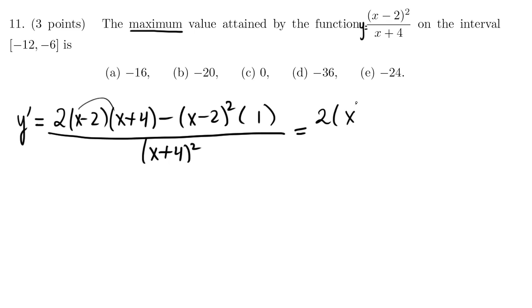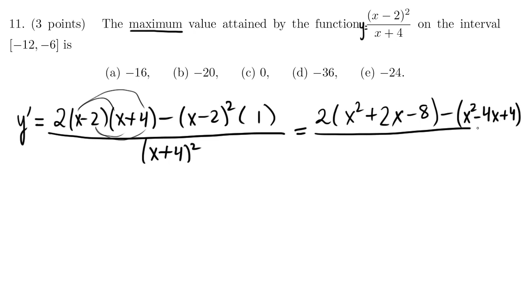X times x is x squared. This is 4x. 4x minus 2x is just positive 2x. And then minus 4 times plus 4 is minus 8. And minus x minus 2 squared, that's going to be x squared minus 4x plus 4. Timesing by 1 doesn't do anything, so I'll leave that off. But I'm not going to multiply out the bottom. I'll leave that squared. I'll leave that factored like that because multiplying it out would actually be working against us. If it's already factored, we should leave it.